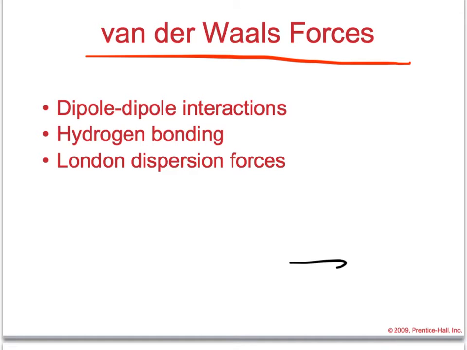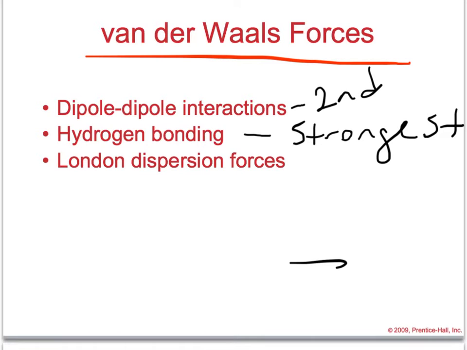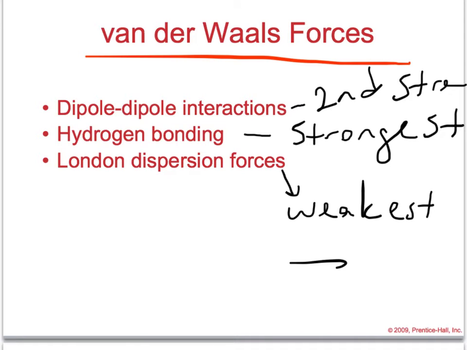Among these forces, the strongest one is hydrogen bonding. Dipole is the second strongest. London dispersion is the weakest. So which one is the strongest one? Okay, van der Waals force.